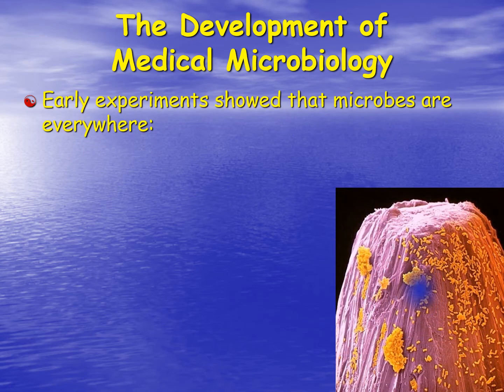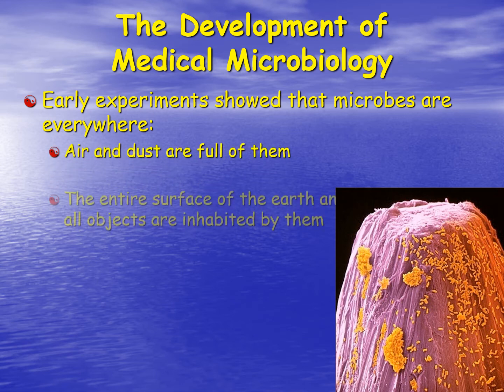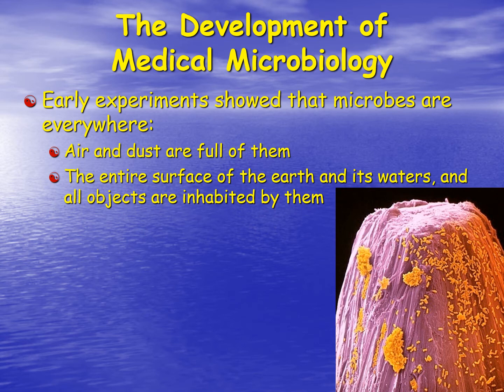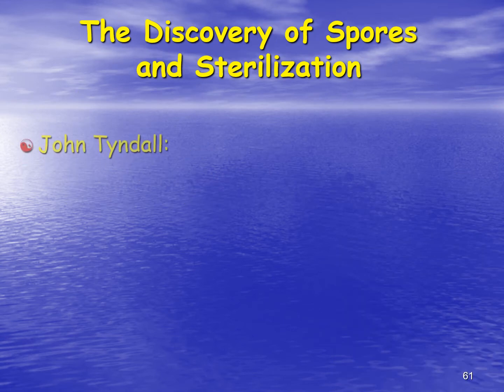Now, early experiments showed that microbes again are everywhere, and this is actually the end of a pen and a straight pen. And so you can see microbes are all over that tiny, tiny little tip. Air and dust are full of microbes. The entire surface of the earth, its waters, and all objects are inhabited by them. Even our own bodies are inhabited by microbes.